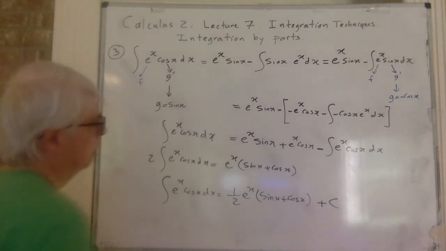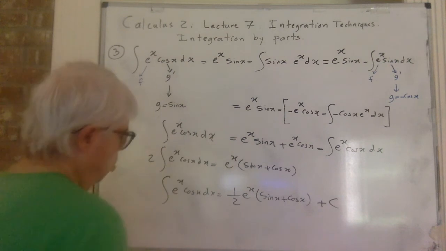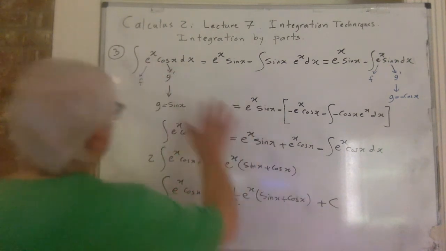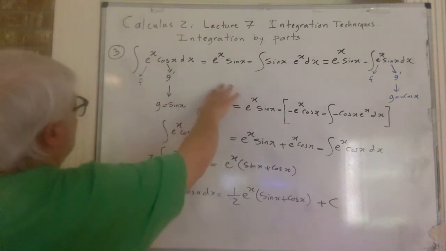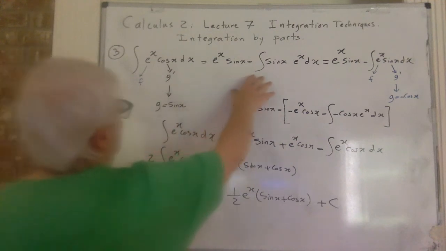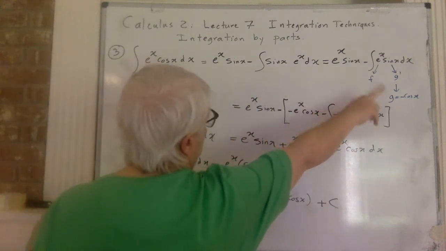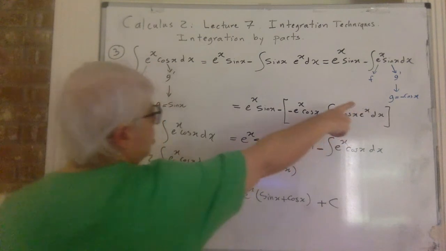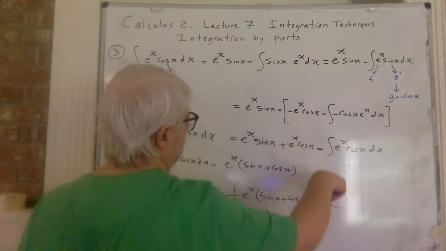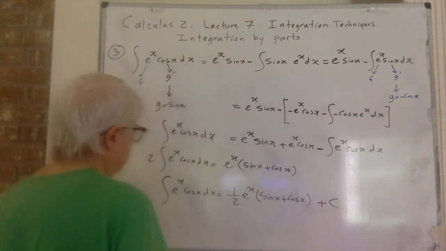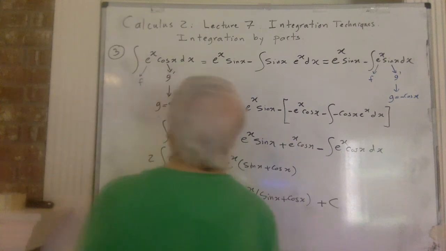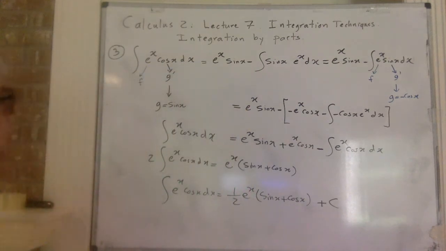Well, let me double check and see if I didn't make any mistakes. This is e to the power x minus sine x, so that's e to the power x minus cosine x, and minus minus minus. I think it's correct. I will check that after this. And you can guess e to the power x sine x should be something similar to this, and you have to do it twice.